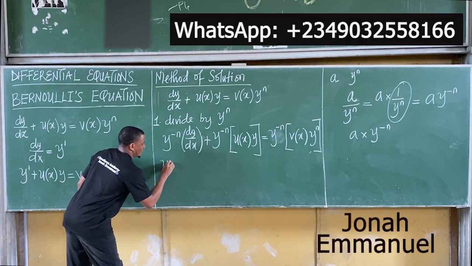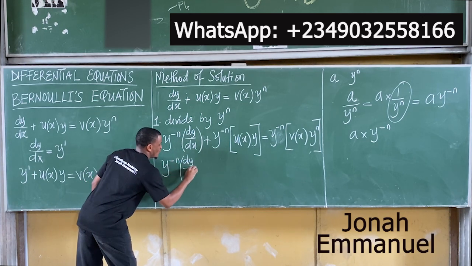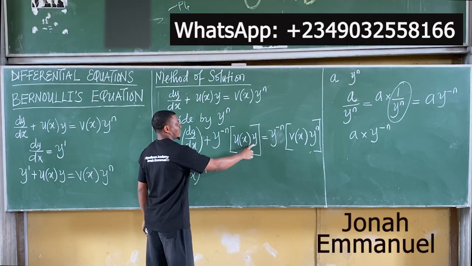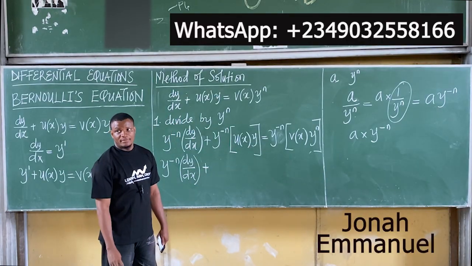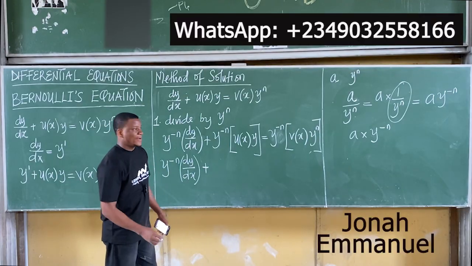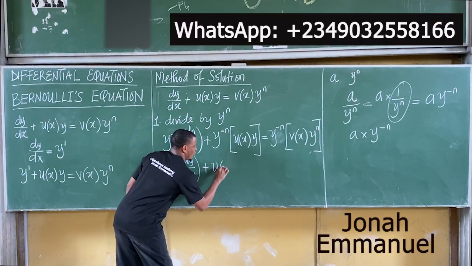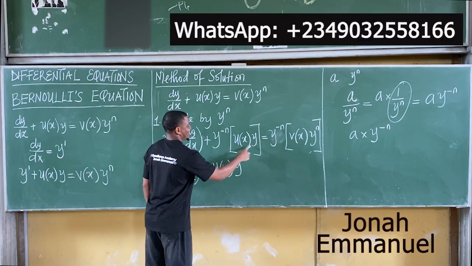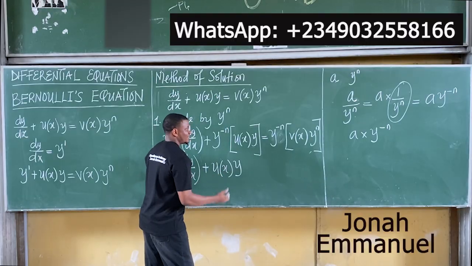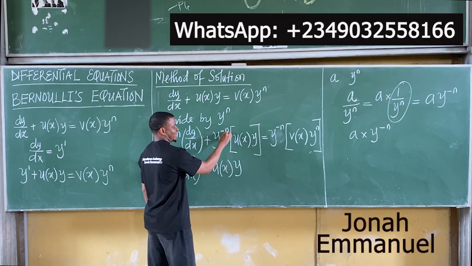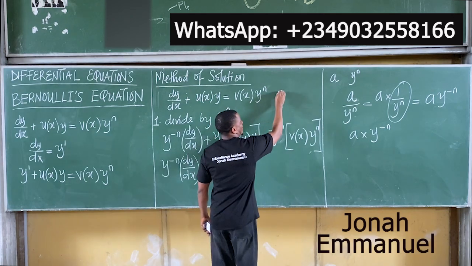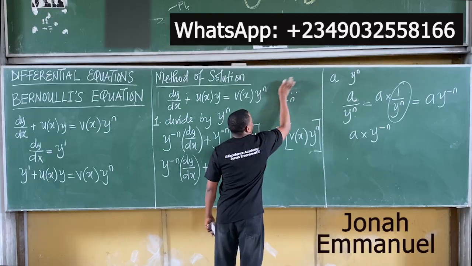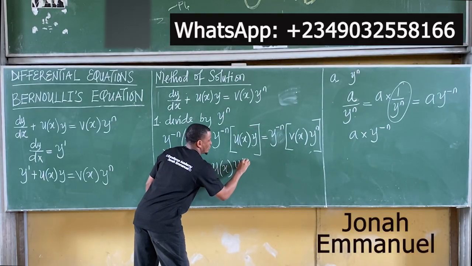So that's the concept. Now, if I multiply, this gives you y to the power minus n dy/dx, plus these two can work out because you have the same base. I would have u of x into y times y to the power minus n. When two same bases are multiplying, you add their powers. The power here is minus n. The power here is plus 1. So that's simply minus n plus 1, which is the same thing as 1 minus n. In essence, the power becomes 1 minus n.